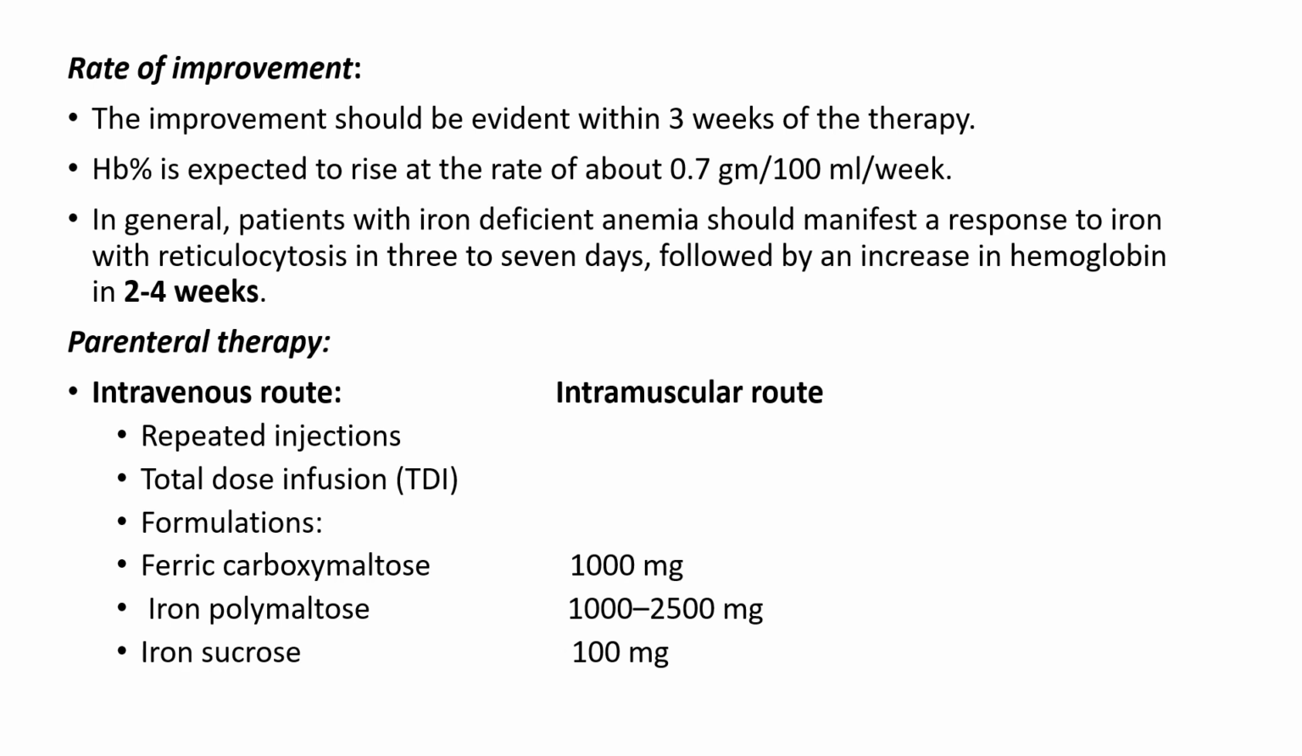The most common is the ferric carboxymaltose and iron sucrose. Of the two, ferric carboxymaltose is the preferred one. And the improvement is generally evident within 3 weeks of the therapy. The hemoglobin is expected to rise at a rate of about 0.7 gram per 100 ml per week.